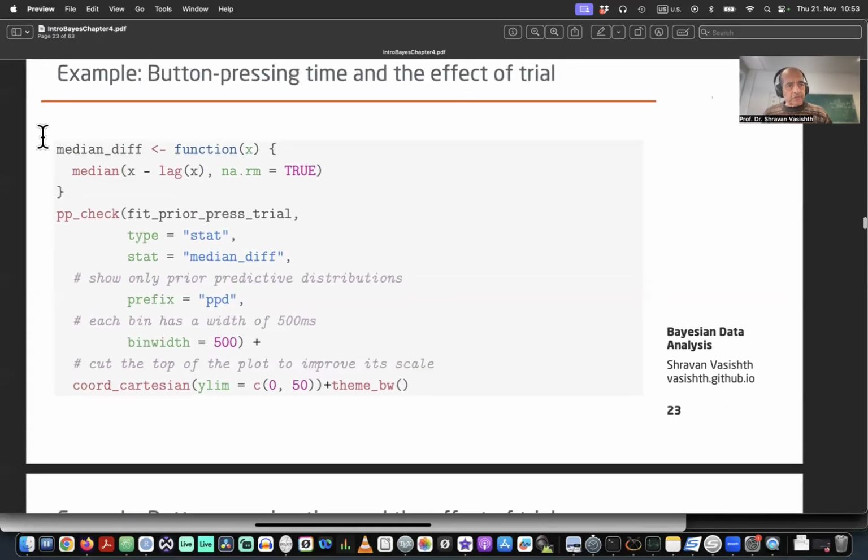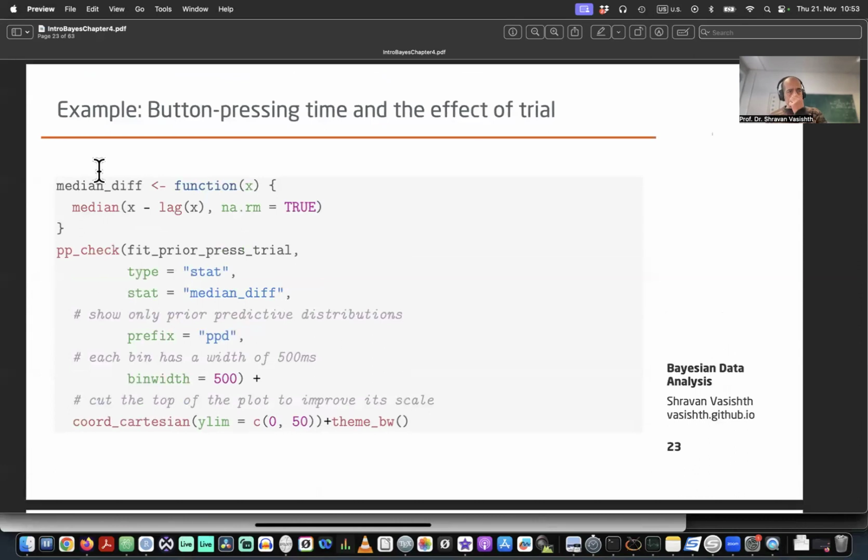What we are computing here is the median difference between every button pressing time and its adjacent button pressing time. Between every button pressing time and its adjacent button pressing time, there will be some difference, and that difference will keep varying from trial to trial. So if you take the median difference, you will see, in multiple generated data sets, a distribution of the median differences. That's what we are computing here.